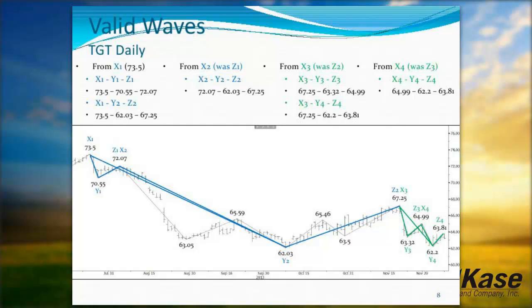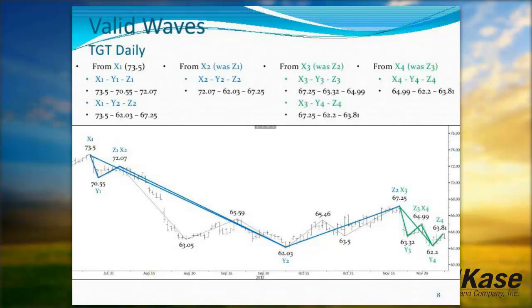Now, if we go back and we recall the rule that any Z can become an X for the next wave cycle or set of wave cycles, we can look at Z1 becoming X2. So the Z1, 72.07, can also be used as an X, and we can pick down to subsequent Ys. Now from 72.07 we go down to 62.03, and then we pick back up to 67.25. So here we've picked the wave X2, Y2, Z2.